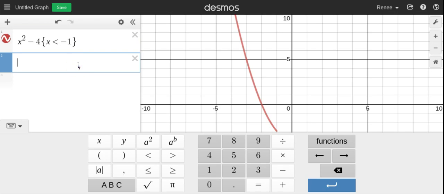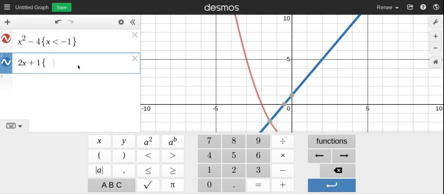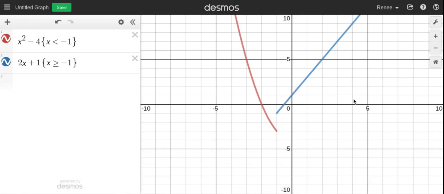Then the other part of the graph is 2x plus 1. And you put the little curly braces on. And that is for x greater than or equal to -1, and it'll show you this. The only thing about Desmos, it won't show you the open or the closed circle. You still have to determine that. So this would be example number 1.